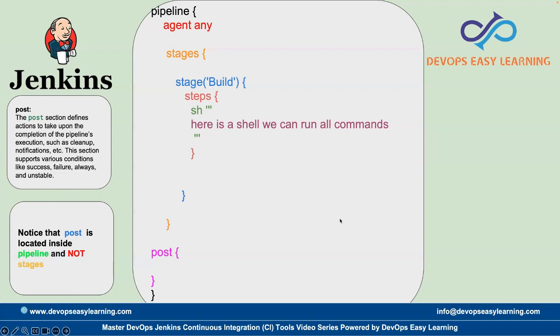So the elements located directly in the main pipeline are the agent, the stages, and post. Now, you have to know that the post section is optional. It is not mandatory, so you don't have to have a post section. Only agent and stages are mandatory. Inside stages, we have stage that is mandatory, steps that is mandatory, and sh also that is mandatory. But post is located under the pipeline, and it is not mandatory.